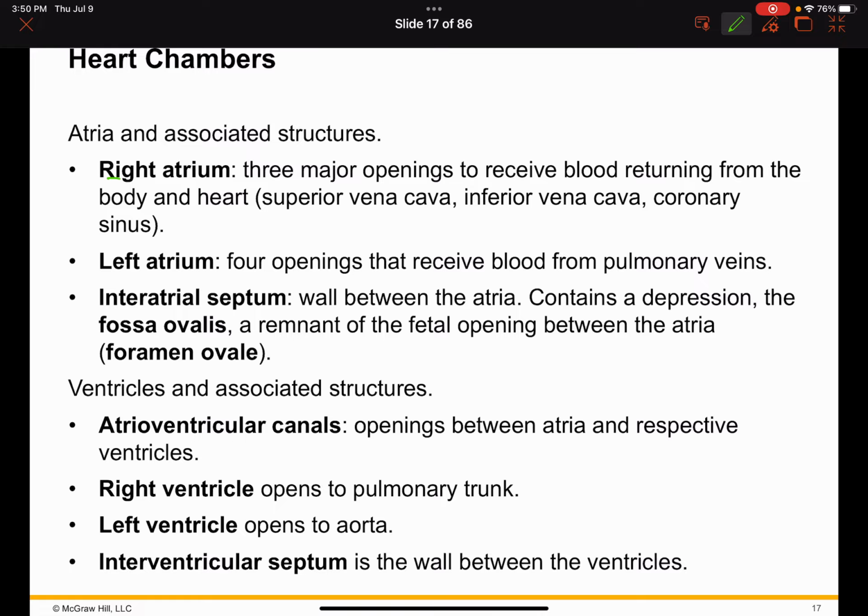So like we said, the right atrium, left atrium, we're going to talk about the atrial septum. Septum is a wall between, in this case what? Atria. In between the atria there is a wall, that is a septum. Then also it contains a depression, the fossa ovalis, which is a remnant of the fetal opening between atria, which is the foramen ovale, that's the opening. Once you take the first breath, the opening will close. There is a remnant, but there is no hole in the adult.